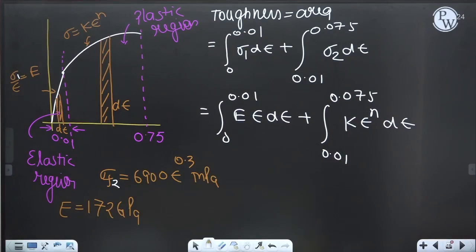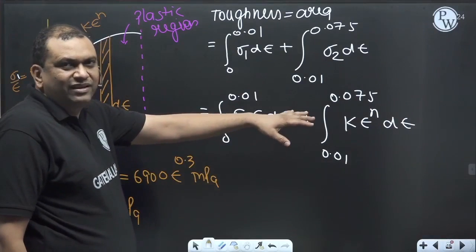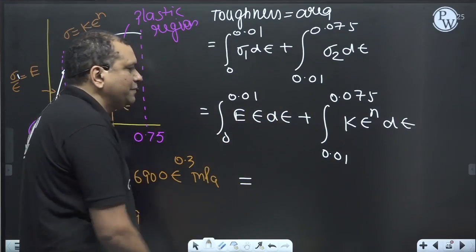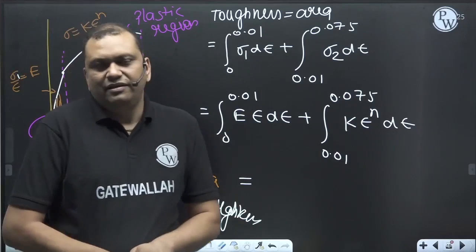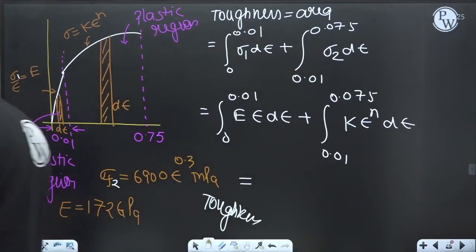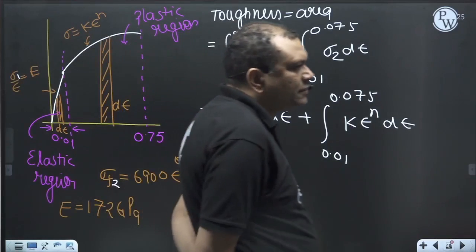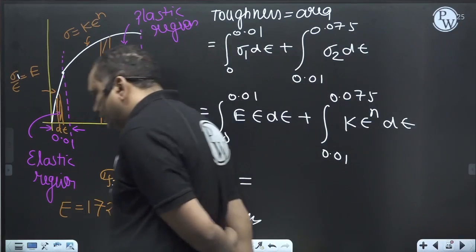It's a definite integral. Giving you 1 minute. Can you solve it manually? It is not a very complicated integration. I need the total area, or you can say the toughness. I myself solved this one. Quickly solve it and give me the answer. Use calculator.